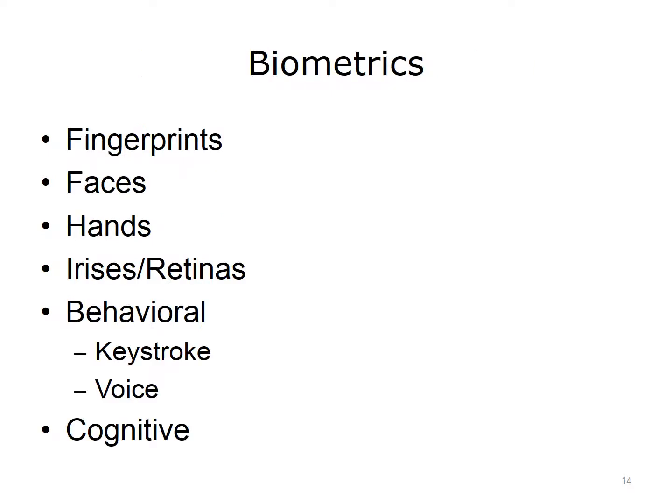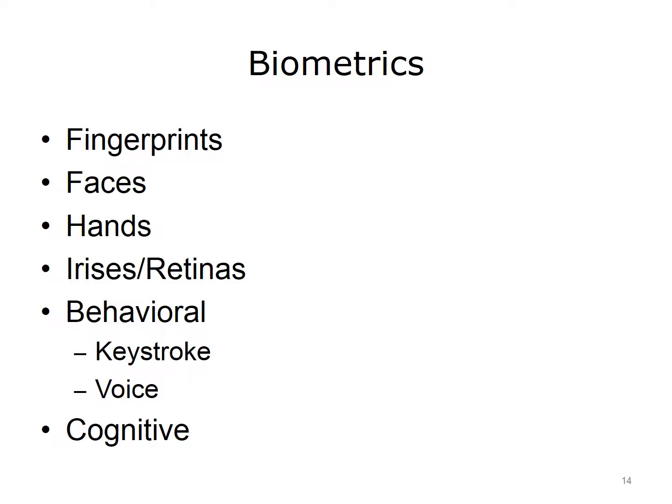Slide 14. Biometrics are unique to an individual. Typical biometrics are fingerprints, faces, hands, irises, or retinas. These are scanned by a system and compared to the image on file. If they match, the user is authenticated and granted the appropriate access.